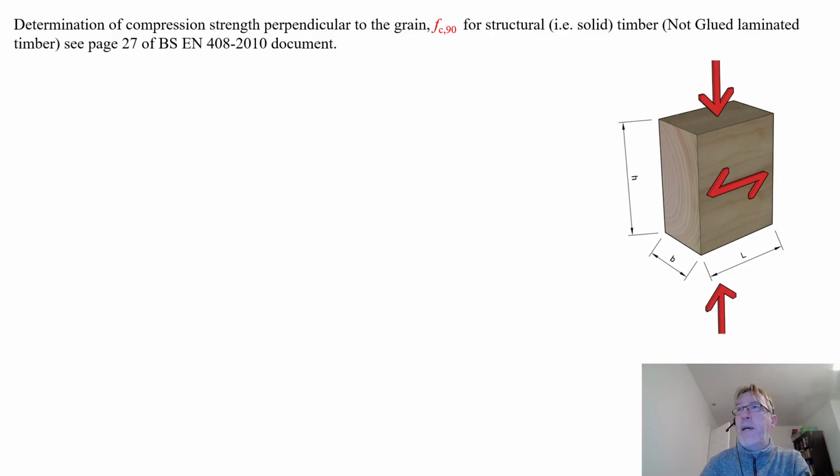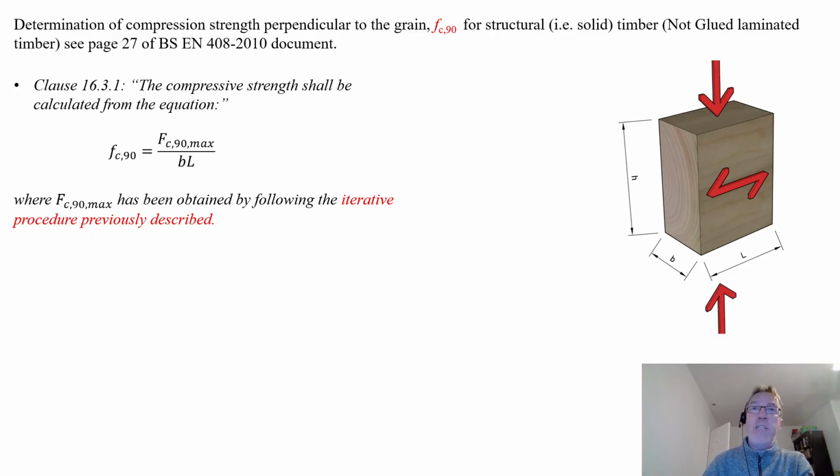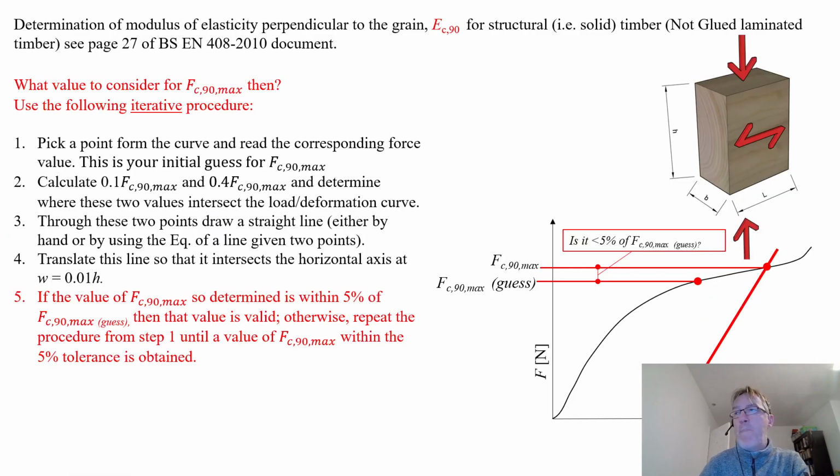So this is our sample again, the same test, and we're now going to look at the strength perpendicular to grain, which is FC90, which is essentially the exact same as you had before, just the notation is different. FC0 is now FC90, FC90 max. Now just for clarity, this intersect on that line here, this is the FC max. Don't use this value here. That's just your guess. So this is the value you'd want to use, only if it's within 5% of each other.